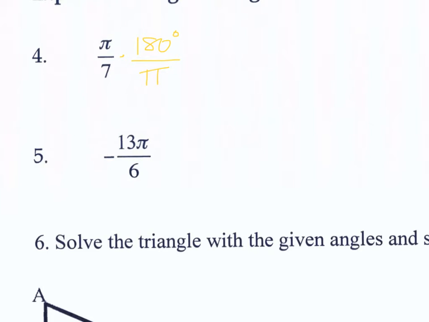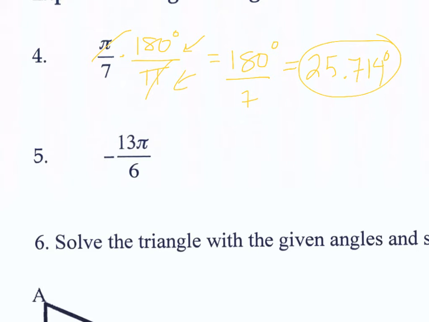So next one, if we're converting to degrees, we're going to multiply by 180 degrees over pi. Our pi's cancel. So we have 180 degrees over 7. And 180 divided by 7, we get approximately 25.714 degrees.